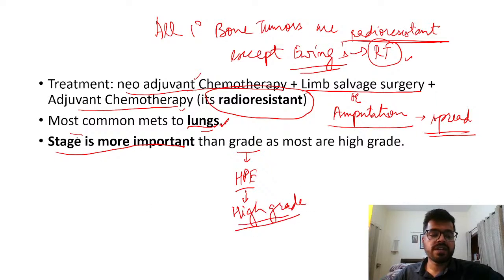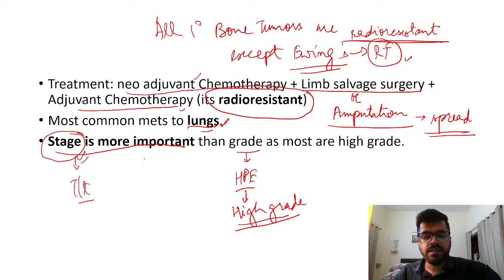For detecting the prognosis, we need to see the stage, we need to see the spread of tumor, and according to that we will decide on the treatment. So stage is a more important prognostic factor in osteosarcoma than grade, because all osteosarcomas will be high grade.